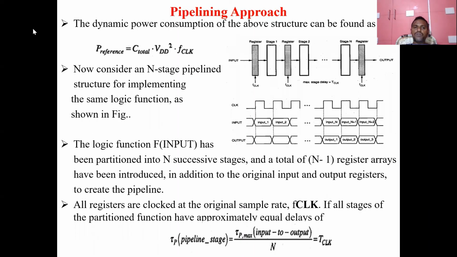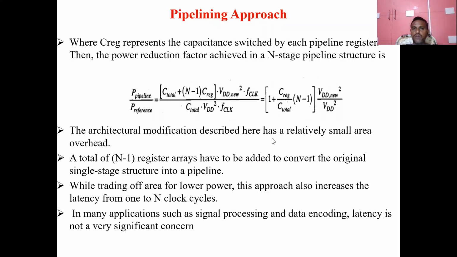After that we have the equation of the single stage dynamic power consumption, and after that we divide that logic function into n stages by inserting n minus 1 register arrays, including the input and output registers. This increases the latency to n clock cycles, and at the same time the area is also increased, right? So that is the pipeline approach.